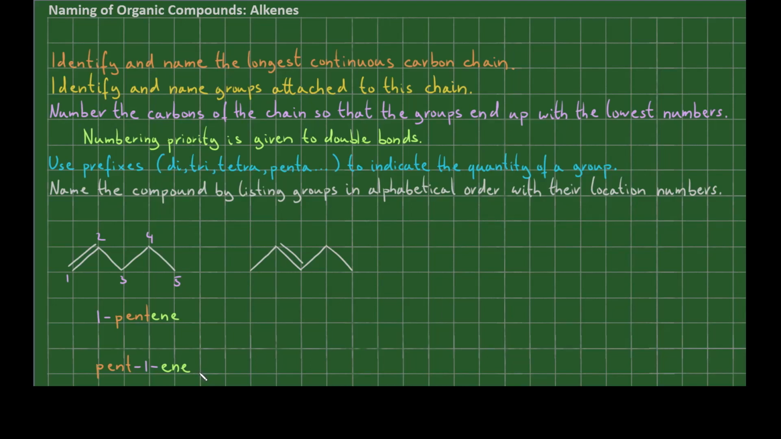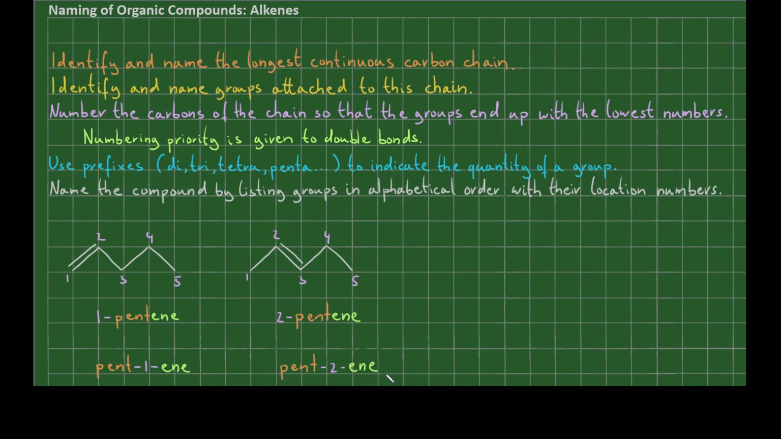In a similar fashion, the compound on the right is also a pentene that is numbered from left to right. This is done in order to make sure that the carbons of the double bond end up with the lowest numbers. The name of the compound is 2-pentene or pent-2-ene. The 2 indicates the location of the double bond.